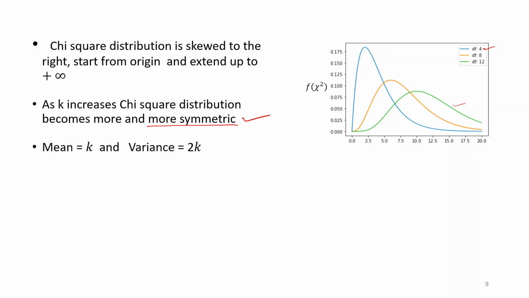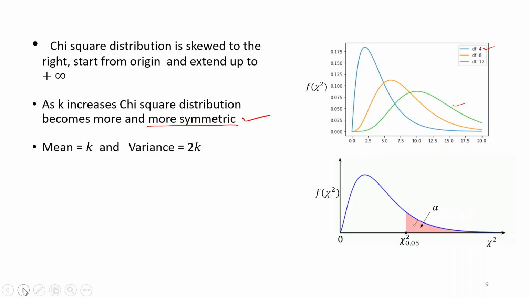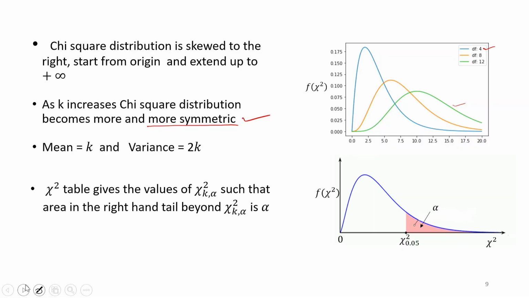The mean is k for chi-square distribution and the variance is 2k. We need not prove it, let us accept that the mean of chi-square distribution is k and variance is 2k. And similarly, like Z table, T table, we have chi-square table also.